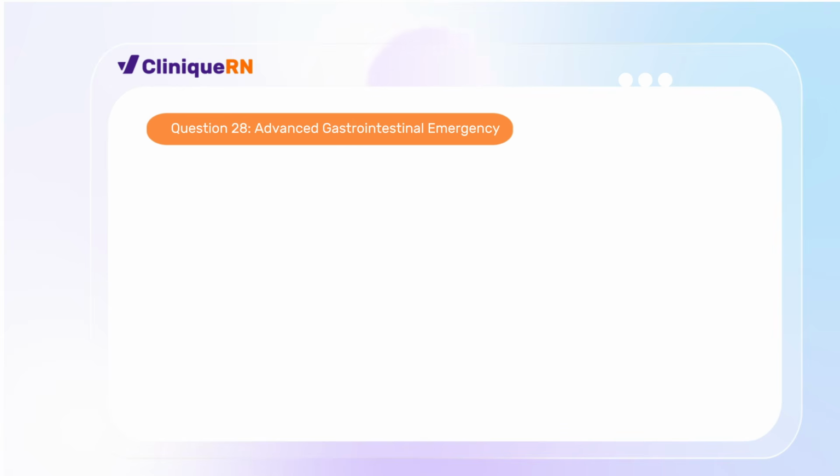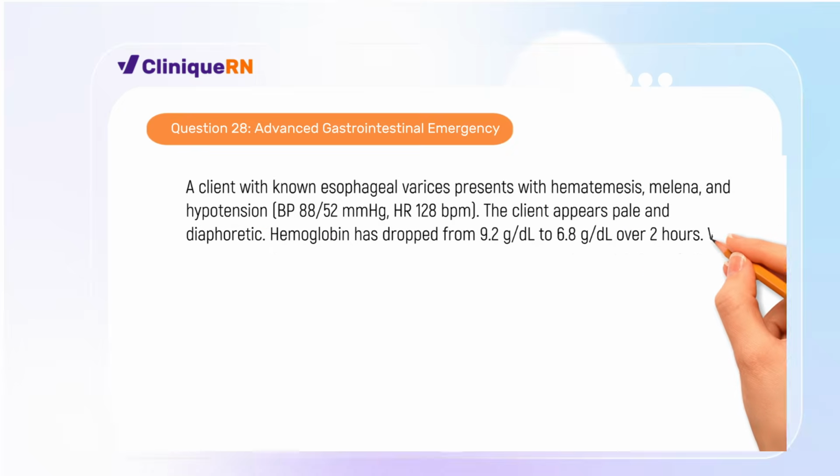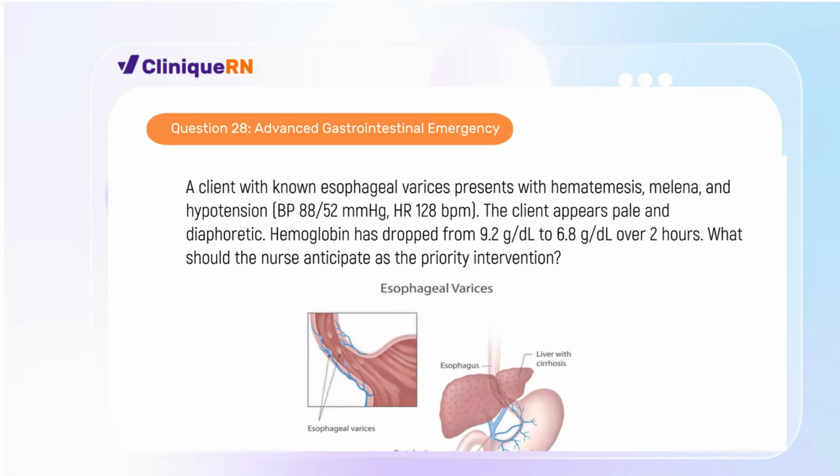Question 28. Advanced gastrointestinal emergency. A client with known esophageal varices presents with hematemesis, melena, and hypotension. BP 88 over 52 millimeters of mercury, HR 128 beats per minute. The client appears pale and diaphoretic. Hemoglobin has dropped from 9.2 grams per deciliter to 6.8 grams per deciliter over 2 hours. What should the nurse anticipate as the priority intervention?